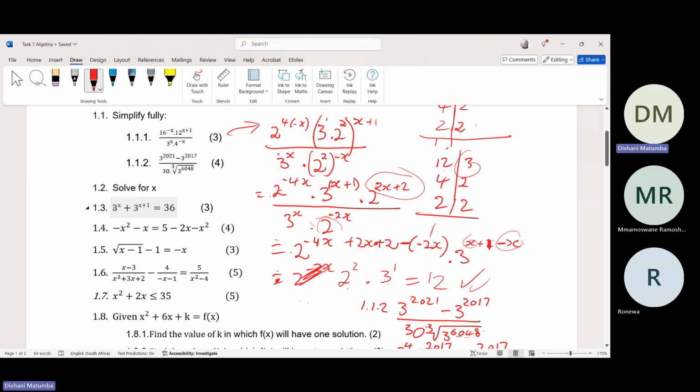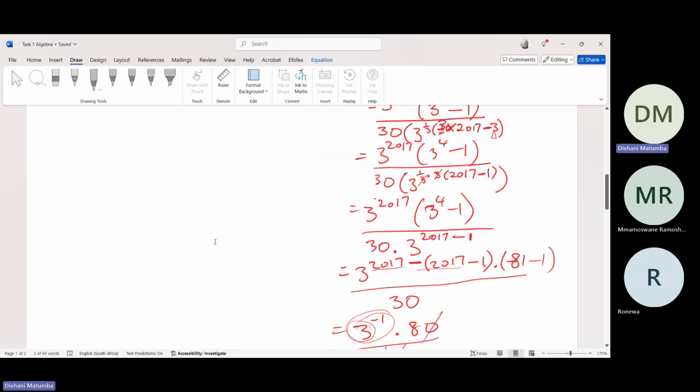Okay, solve for x. 3 to the power of x plus 3 to the power of x plus 1 equals 36.